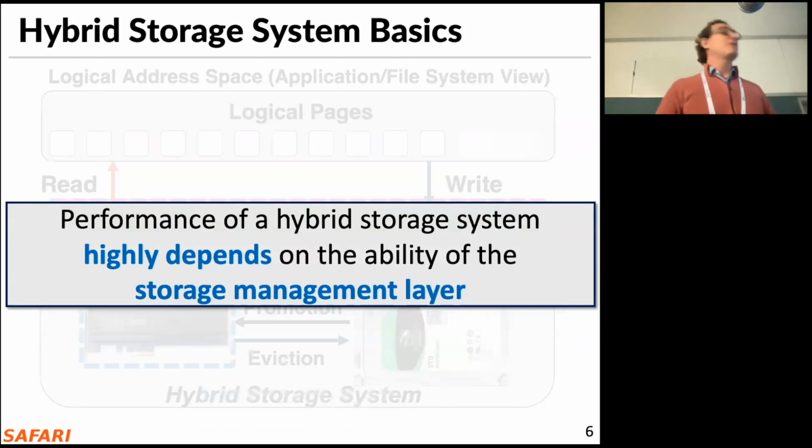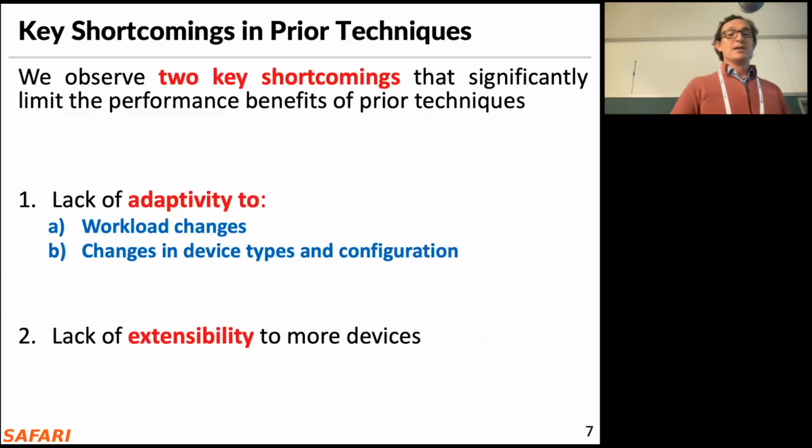Okay, so basically the performance of this hybrid storage system clearly highly depends on the ability of the storage management layer. How good are your decisions in terms of where to place the data? When you access the data frequently, should it be in the fast device? Probably yes, in terms of performance, right? But if the management decision is such that it's placed in the slow device, then you take a performance hit.